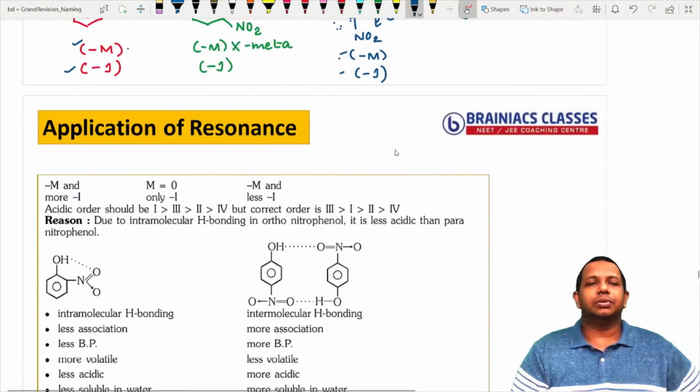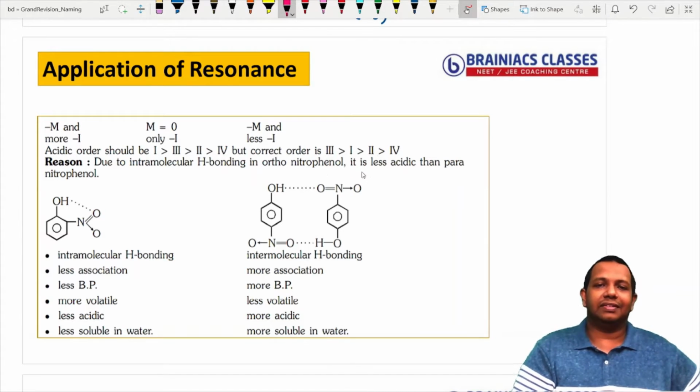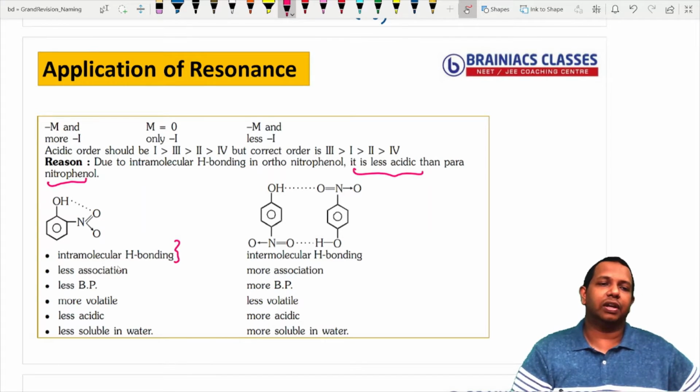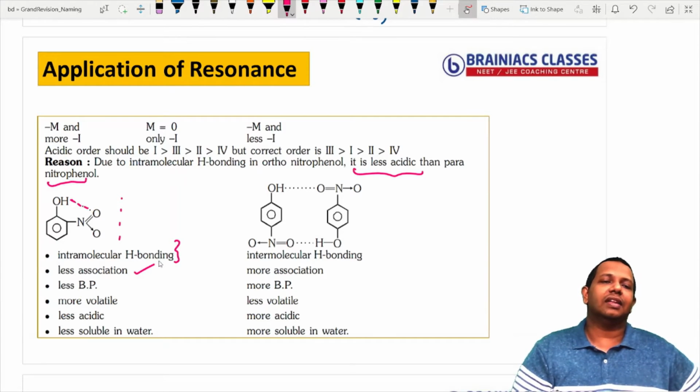Okay, now let's go to the same explanation I have given here. You can go through it. So here, due to intramolecular hydrogen bonding in orthonitrophenol, it is less acidic than paranitrophenol. So please remember this point. What is the effect of intramolecular hydrogen bonding? Because of intramolecular hydrogen bonding, there will be less association because the molecule is internally connected like this. So all the species will stay isolated. So we can say less association.